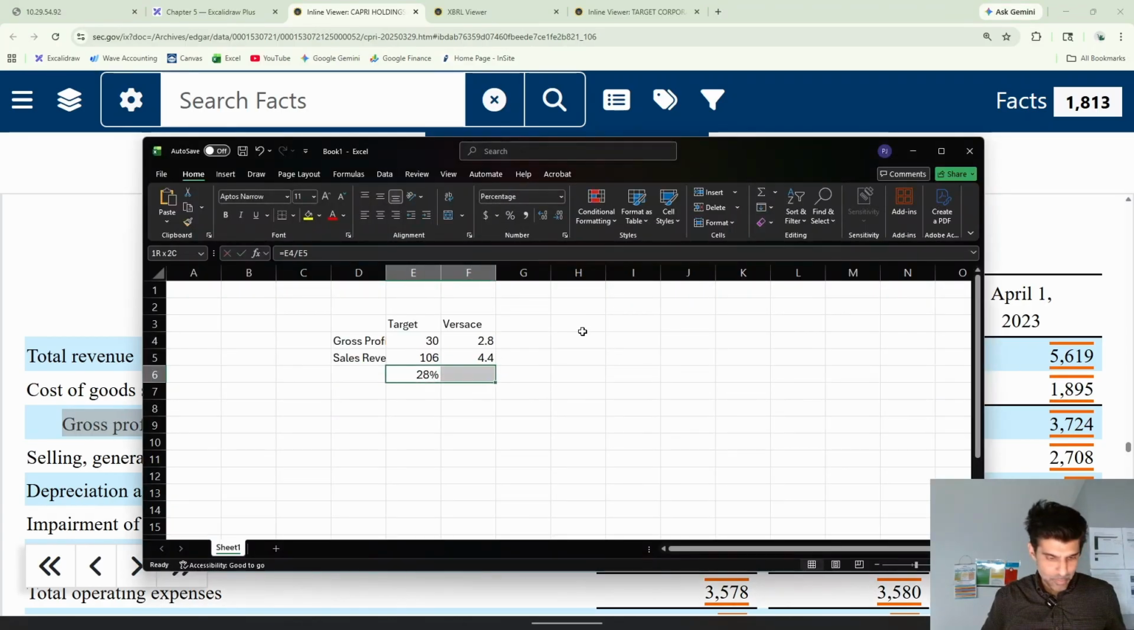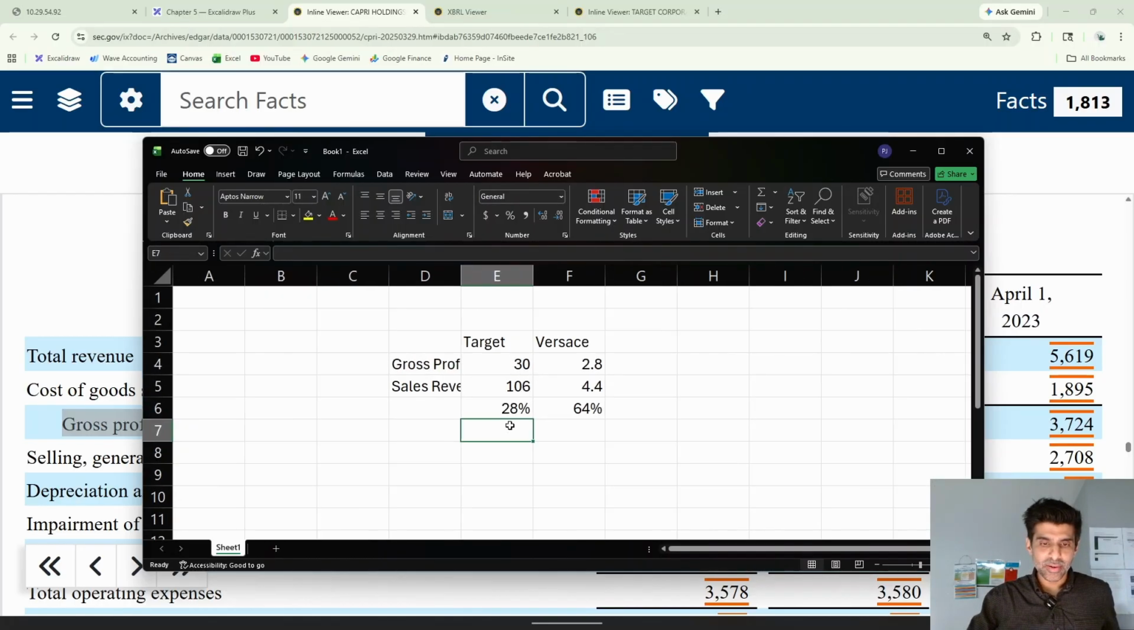If I just do the same math, you can see that the gross margin for Versace, or Capri Holdings as we call it, is much, much higher. It's because they're selling luxury goods. They're selling less of it, but their gross margin is much more. So these are two different business models.